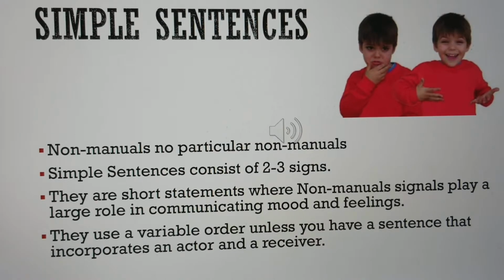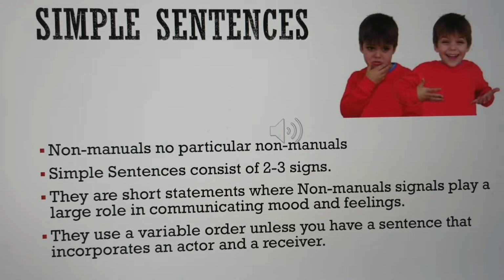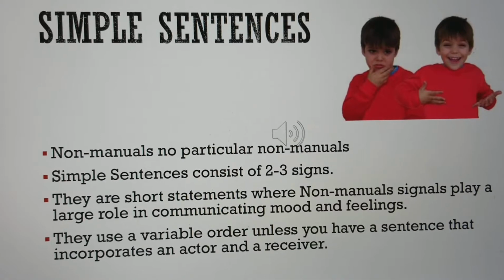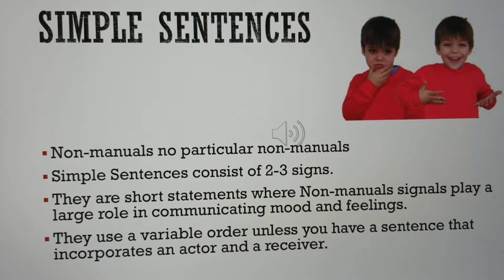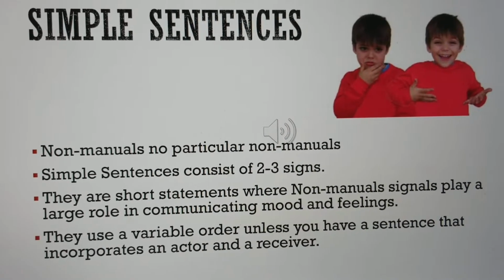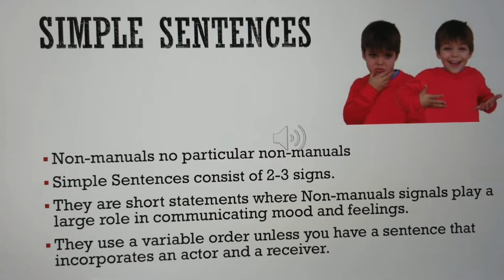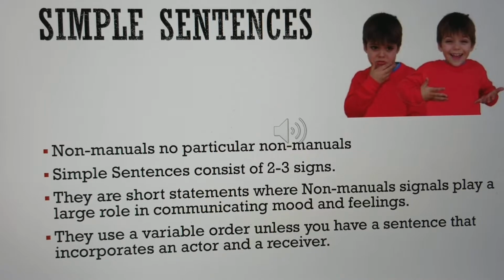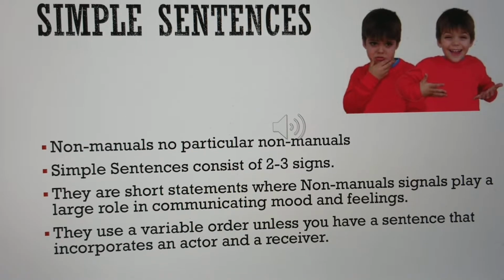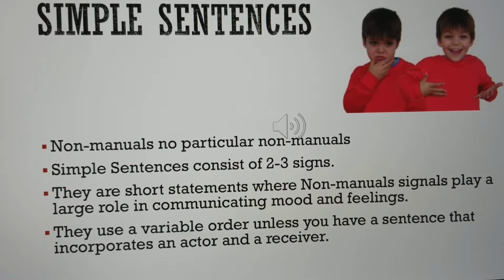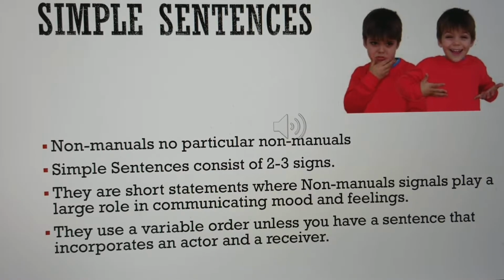We're going to begin with simple sentences. Simple sentences typically use any word order, and they consist of a subject and a verb. They're typically 2 to 3 signs long, and it's important to remember that non-manuals play a large role in signing to get over expression and what's being conveyed by the signer.